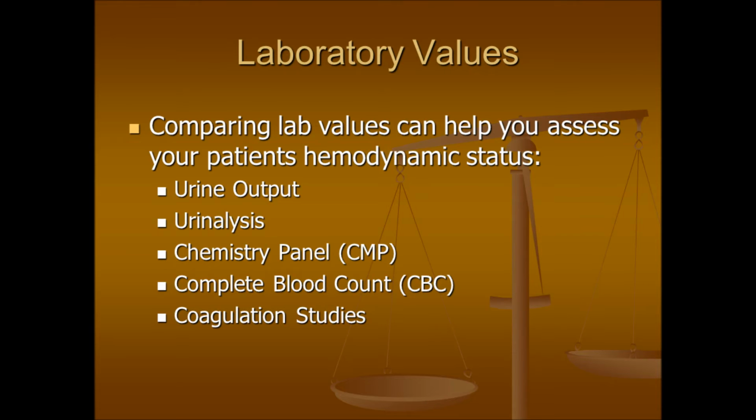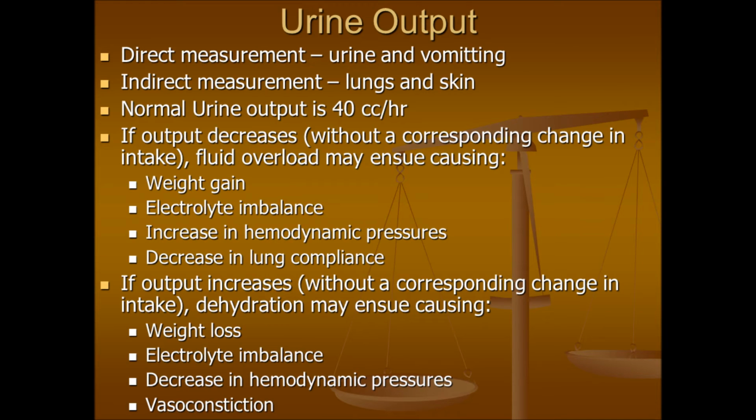Okay, so as a clinician, you should be very concerned about lab values. You should be looking in the chart, looking at the lab values that the patient has received. The ones that we're concerned mostly about are urine output, urinalysis, chemistry panel, complete blood count, and coagulation studies. The chemistry panel can also be called a basic metabolic panel. For urine output, we want to either directly measure it or indirectly measure it. When we directly measure urine output, or fluid output, we're talking about urine and vomit.